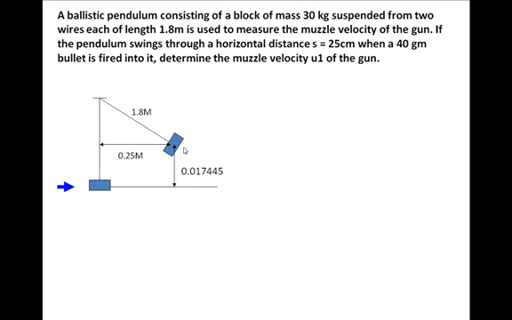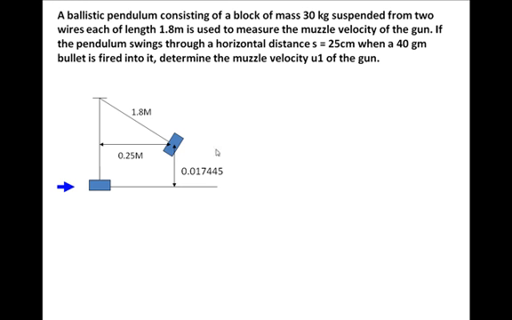Look at the second problem. This says a ballistic pendulum consisting of a block of mass 30 kg suspended from two wires, each of length 1.8 meter, is used to measure the muzzle velocity of a gun. If the pendulum swings through a horizontal distance s equal to 25 centimeter when a 40-gram bullet is fired into it, determine the muzzle velocity u1 of the gun.